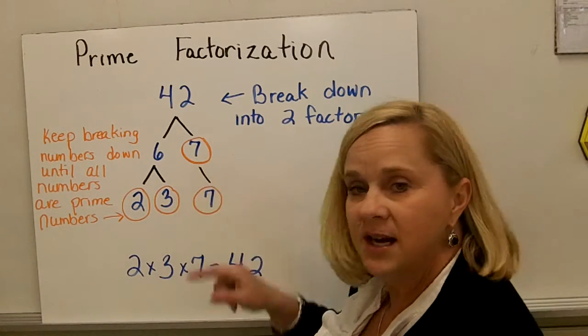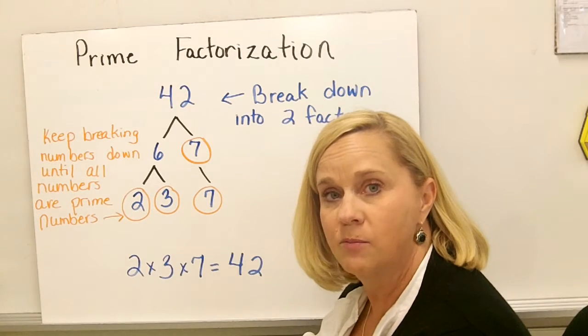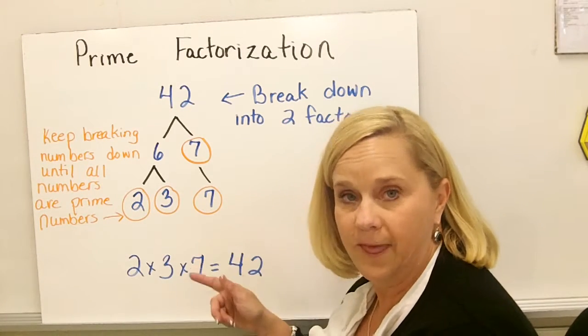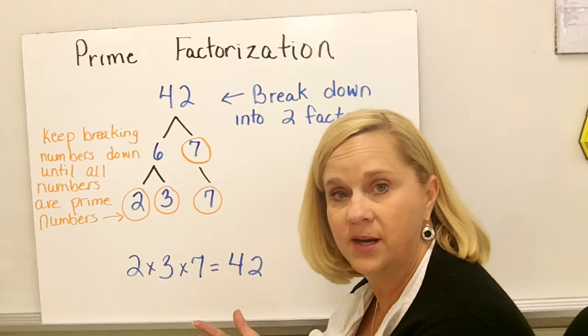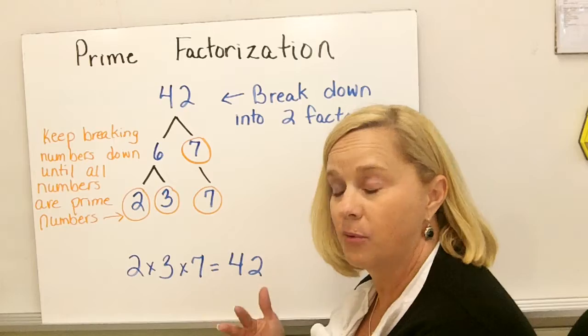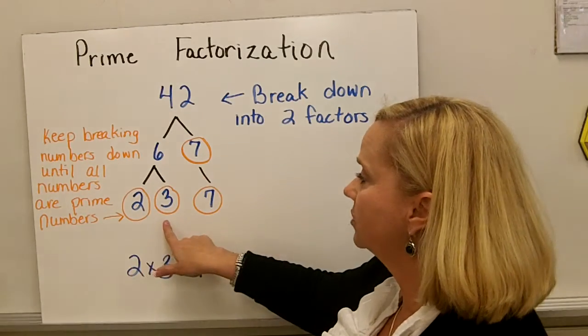I want you to notice that I circled the number 7. Anytime in my factor tree where I come to a prime number, I circle that one. That's just an indication to myself that I know that number can't be broken down anymore. It's already a prime number. But I can break down 6, so I break it down into 2 and 3.